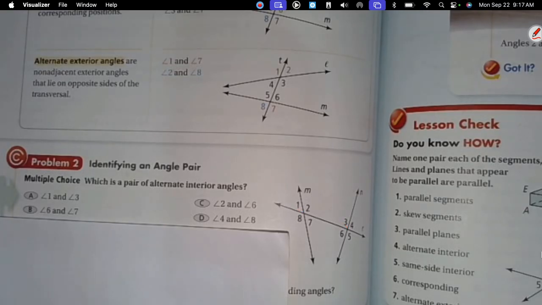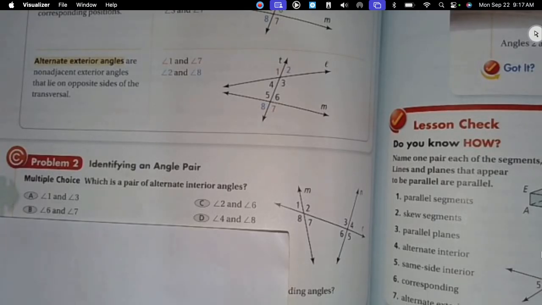Okay, something y'all learned a while back. What's a pair of vertical angles? There's several. 8 and 2. 3 and 5. 2 and 8. 4 and 6. Right? Do y'all kind of get this? So you're going to look at pictures and be able to know what kind of angles they are.